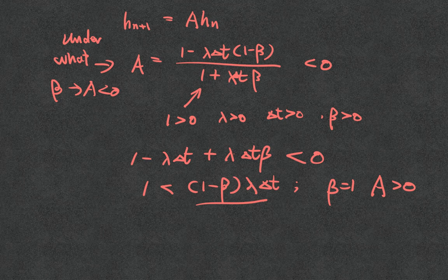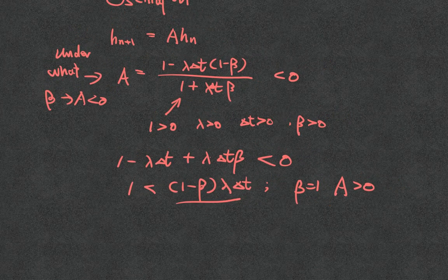Now consider the other case. If beta is less than 1, then what will happen? Let's put in a number, let's say 0.5. So I will have 1/2 lambda delta t. Is it greater or smaller than 0? It depends, right? It could be greater or smaller than 0.